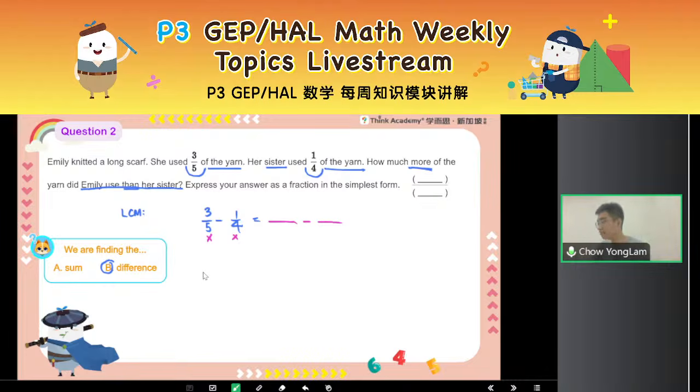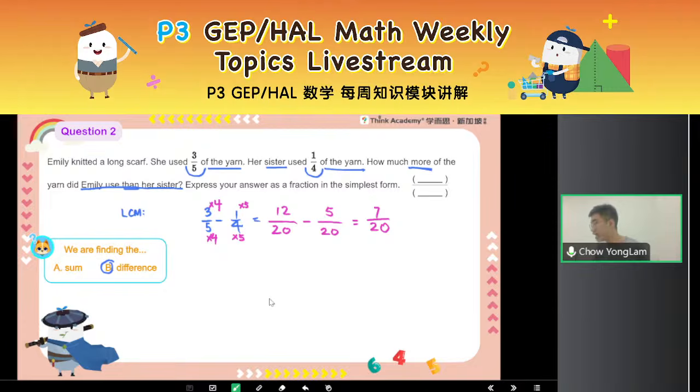That's right, you can do 5 times 4, which is 20. So you can do 20 here, 20 here. But how do we get to 20? 5 to 20, it's times 4. Bottom times 4, on top also times 4. So 3 times 4 is 12. 4 times what is 20? Bottom times 5, on top times 5. So 1 times 5 is 5. Now 12 over 20 minus 5 over 20. The result will be 7 over 20.